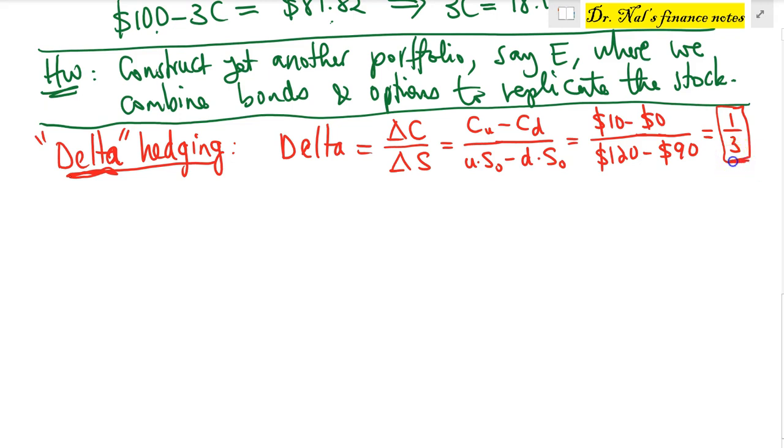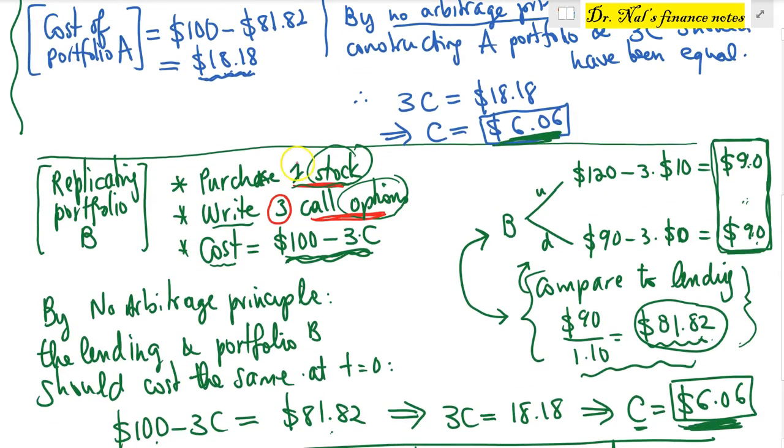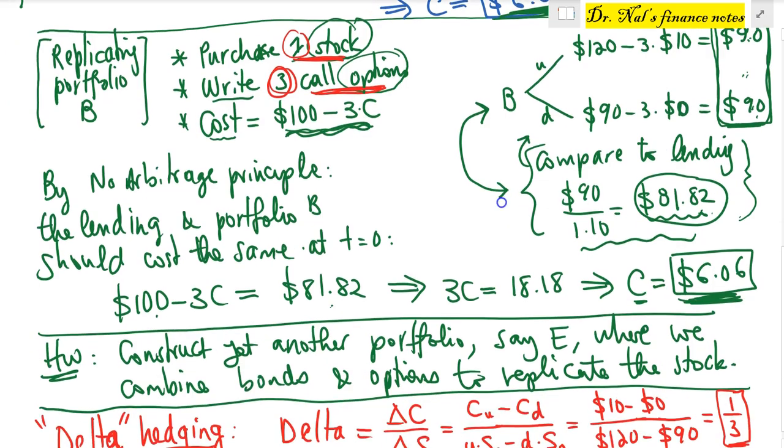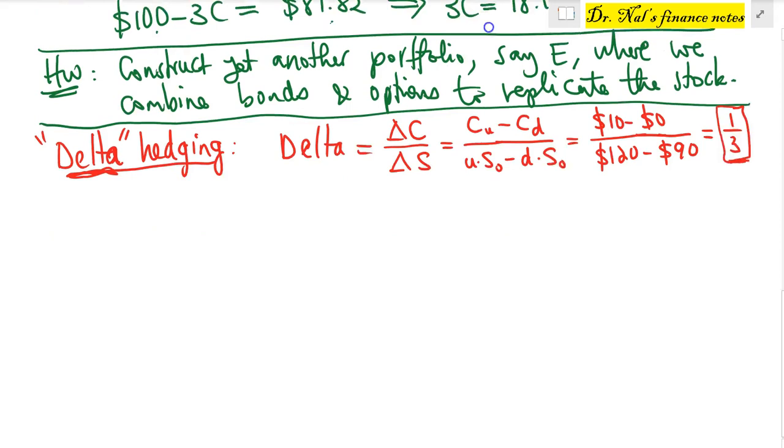and so we have this 1/3, and that's kind of the idea behind purchasing one stock and 3 call options. In fact, alternatively, we could have purchased 1/3 of a stock and written 1 call option instead, and that would have given us exactly the same answer. And that's the idea of delta hedging pretty much. So let's do it. So purchase 1/3 of a stock.